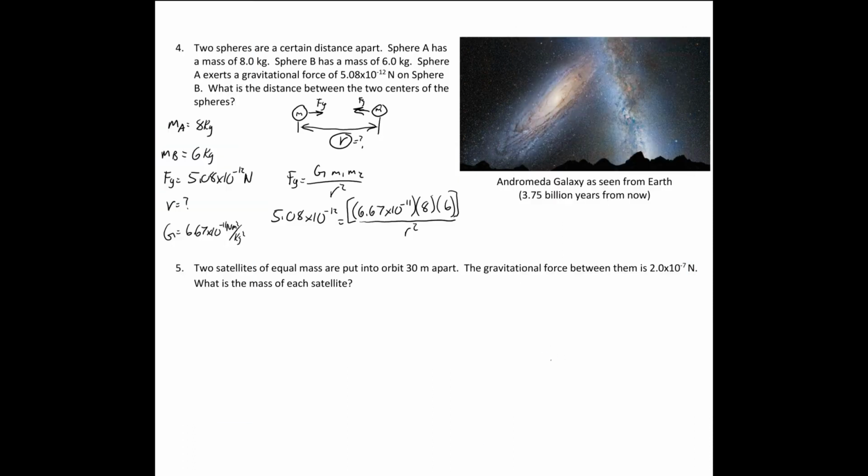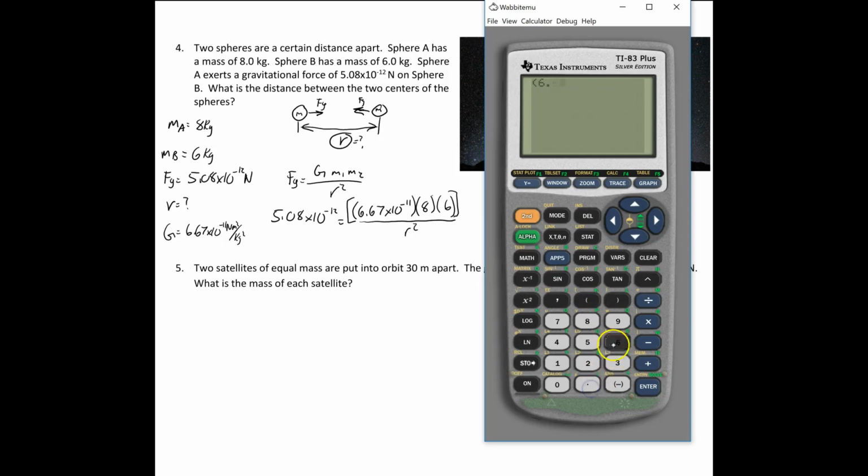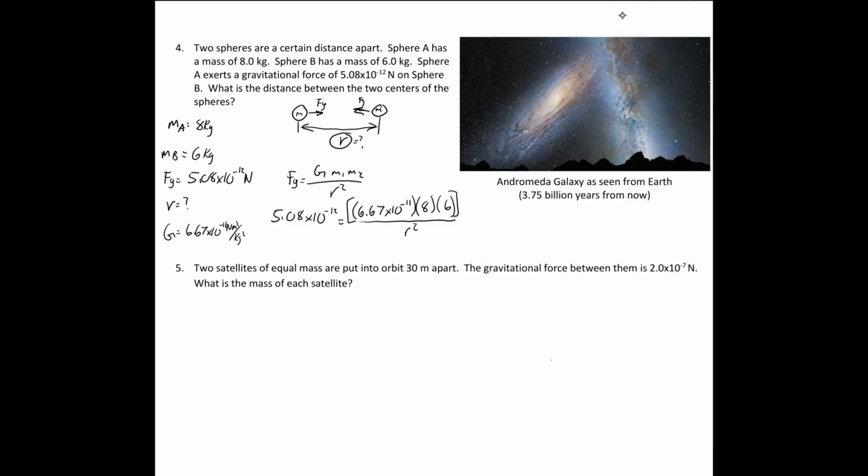6.67 e negative 11 times 8 times 6. That gives you 3.2 times 10 to the negative 9. So now, after you cross multiply, you get 3.2 times 10 to the negative 9, equal to 5.08 times 10 to the negative 12 times r squared on the other side.